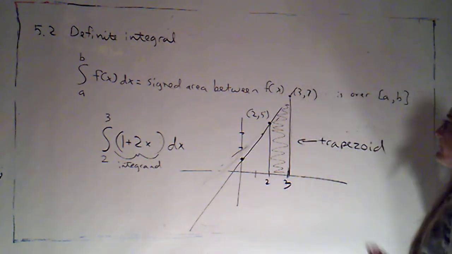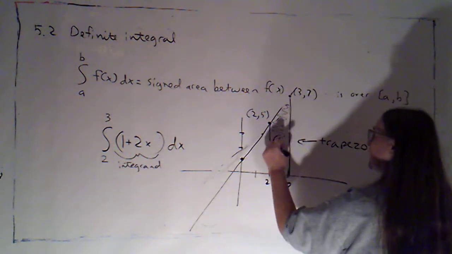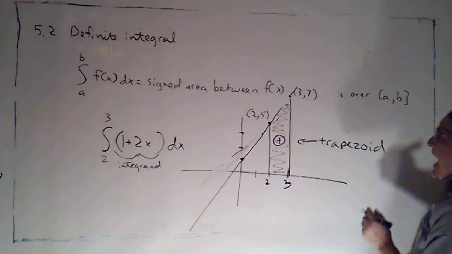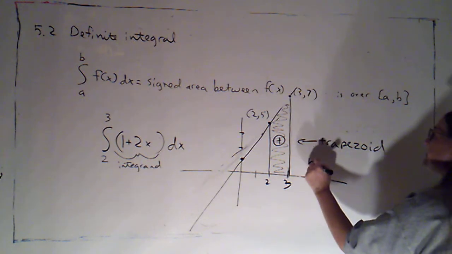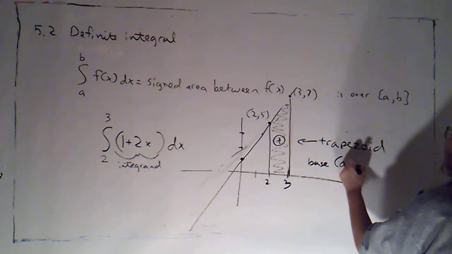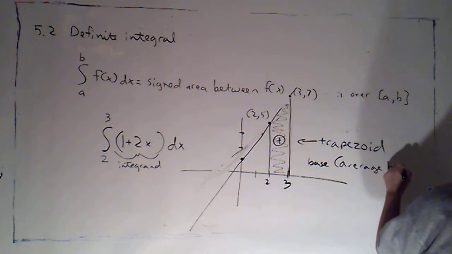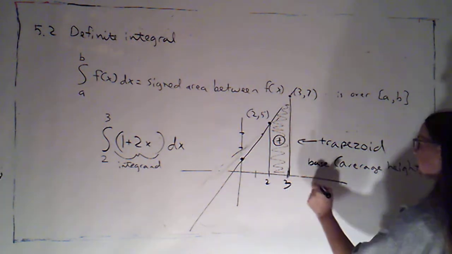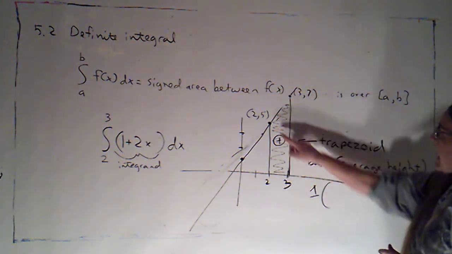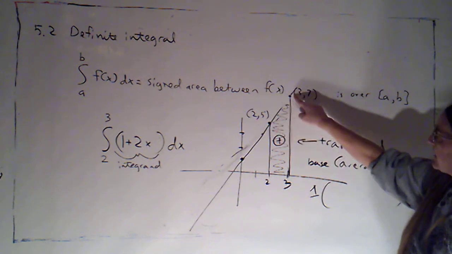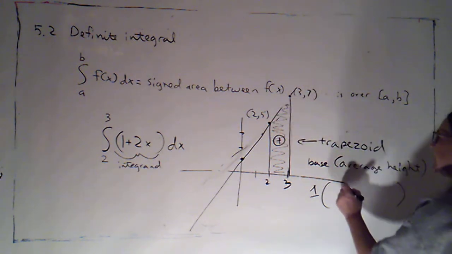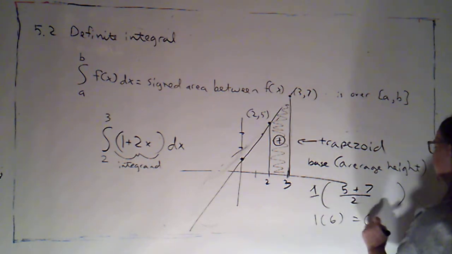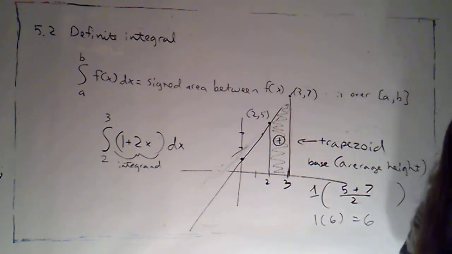Okay. Now, if I want the area of a trapezoid, and this is all going to be positive area because it's above the x-axis, I've got a couple of options. I can say that the area is just the base times the average height. Now the base, that's the distance between 2 and 3, that's going to just be 1. For the average height, I just take the lowest height here and the biggest height here, so 5 and 7, and I average them. 5 plus 7 over 2. So I'm going to get 1 times 6. That would be a signed area of 6.